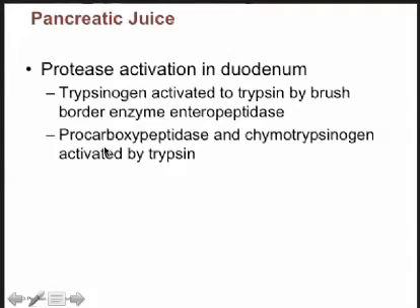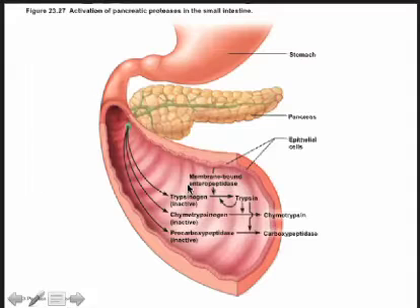Procarboxypeptidase, for instance, and chymotrypsinogen are activated by activated trypsin. Trypsin is activated by these enteropeptidases that are in the brush border, so it's sort of a domino effect once we hit the lumen of the duodenum in terms of activating these enzymes so they can do their job.